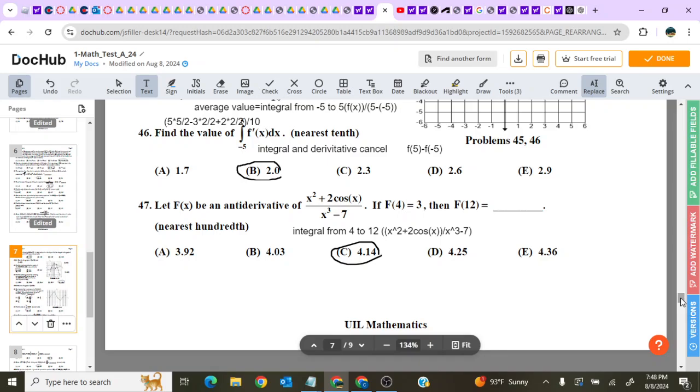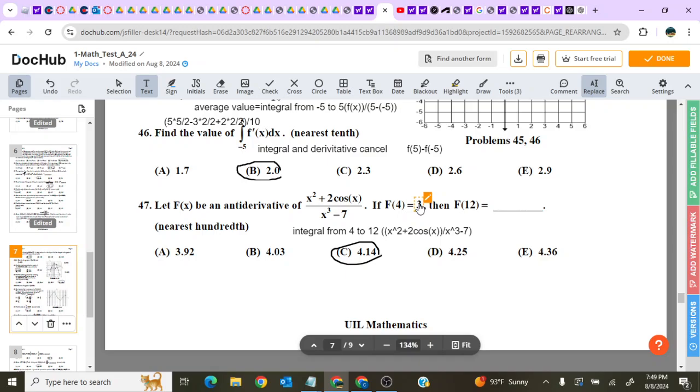Let f of x be the antiderivative of this equation. F of 4 is equal to 3. What is f of 12? Okay, just take the integral from 4 to 12 of this equation, because that's what it's looking for. And then you have to add the 3 that was originally there, because that's what an antiderivative is. It's basically an integral without bounds.